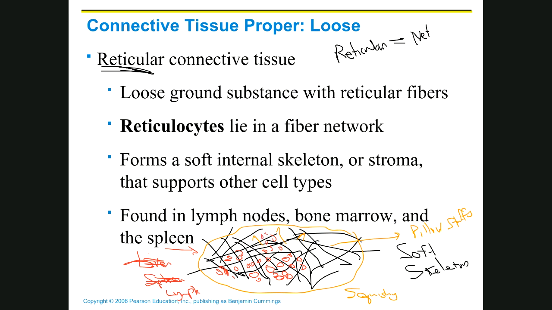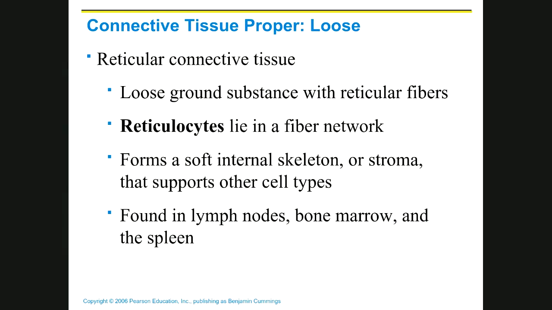So what it does is you find it inside organs, and it provides this soft internal skeleton. That soft internal skeleton is called stroma. And so reticular fibers, reticular connective tissue forms stroma. And so we're going to find it in lots of organs, but every single one of these organs is going to have this soft, supportive internal skeleton.